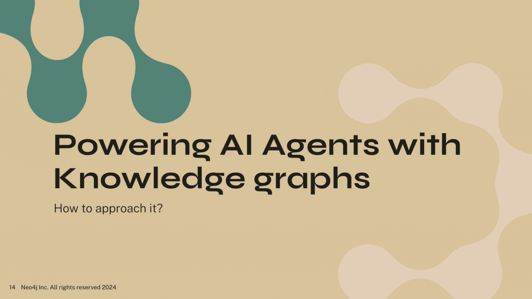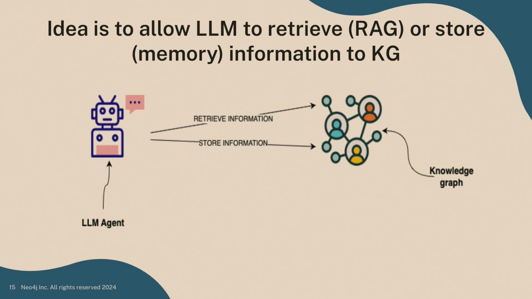So I'm here to advocate for using more structured information in RAG applications. So now let's bring it all together. We want to use AI agents with knowledge graphs, and how can we do that, right? The idea is to give the LLM tools that it can interact with the knowledge graph, so it can either retrieve information from the knowledge graph, or it can also store information to the knowledge graph. It's sort of like a memory of the conversation or interesting facts about the user.